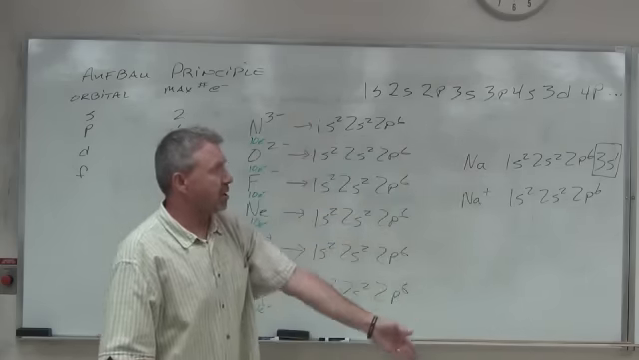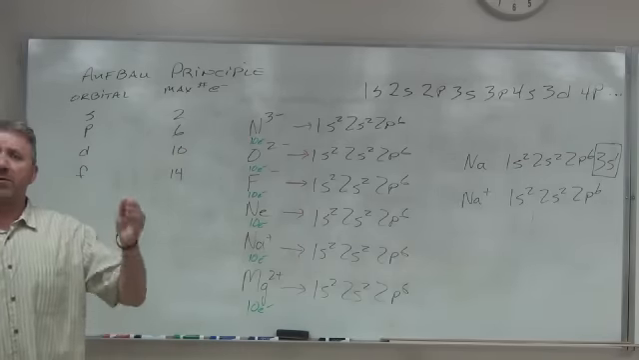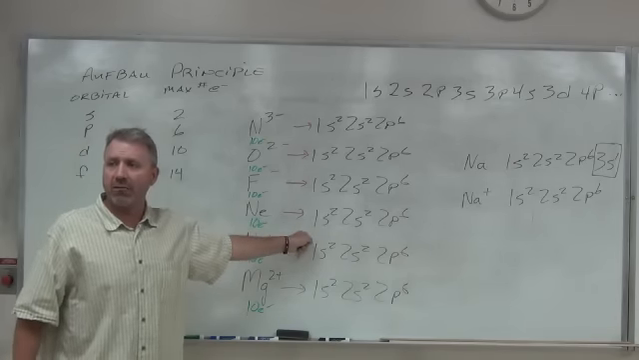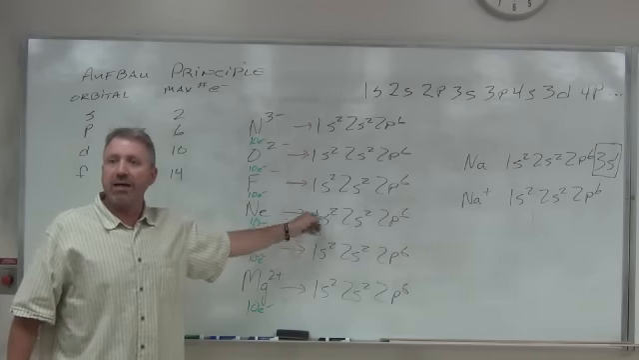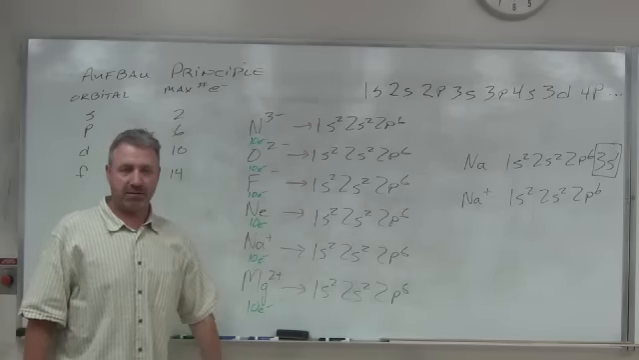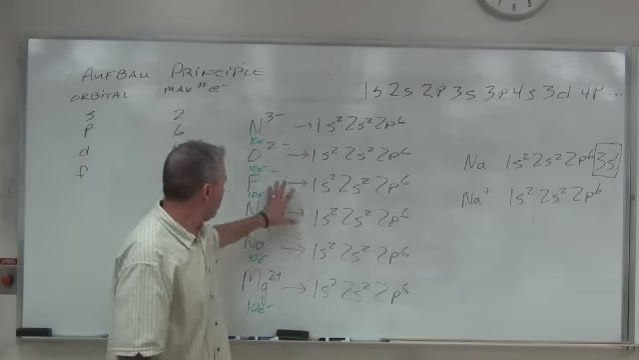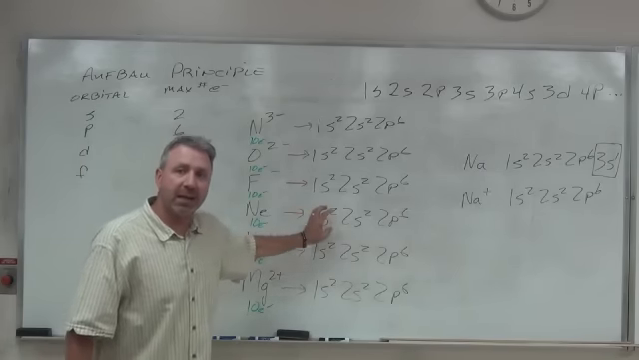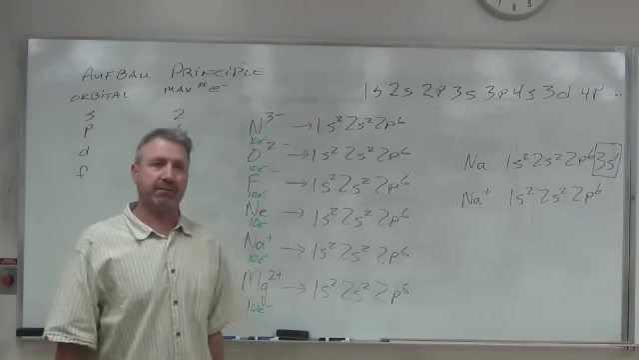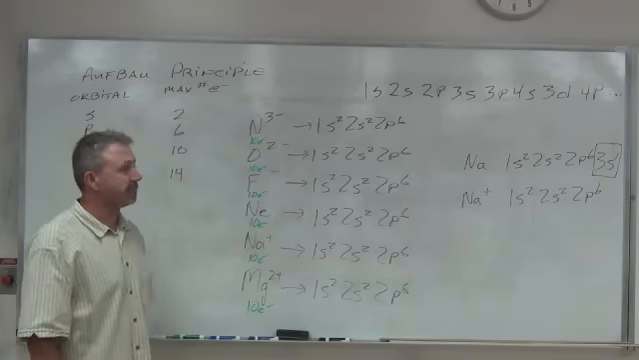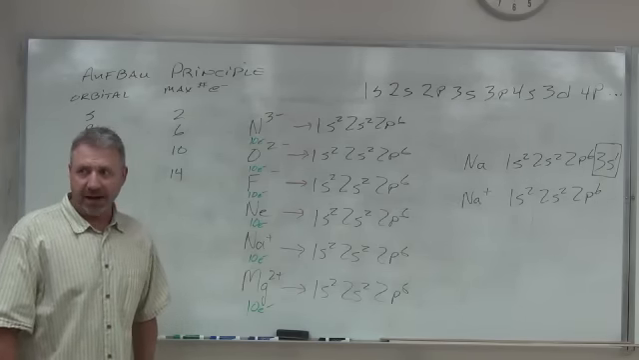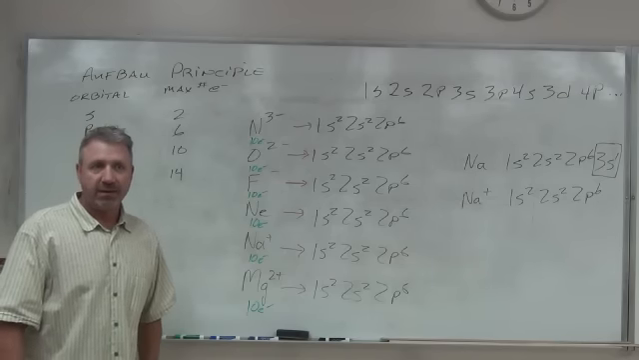So the group 1's being plus 1, group 2's being plus 2, group 3's being plus 3. This is all driven by the octet rule, trying to obtain this stable outer shell configuration. Even though they're relatively unreactive from the electron standpoint, they're still carrying charges, which makes them somewhat reactive. Okay? Does everybody see that? See why they're plus one?